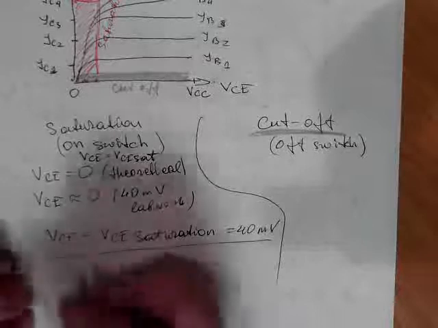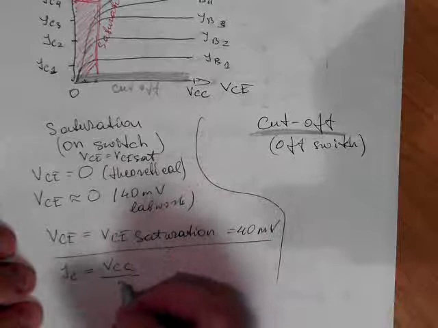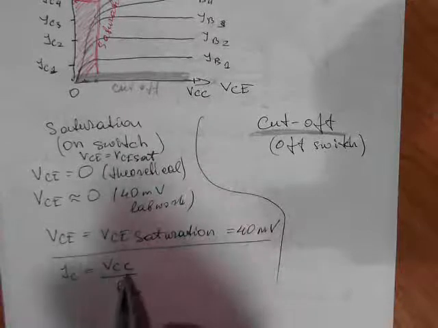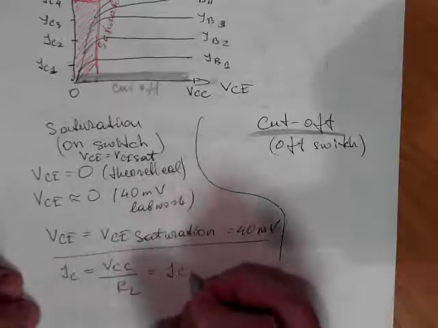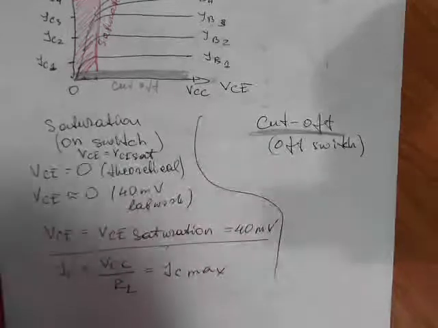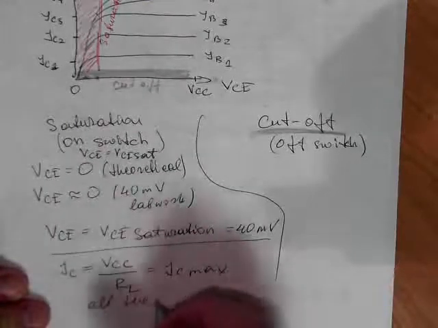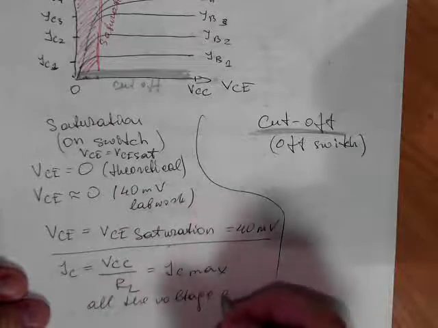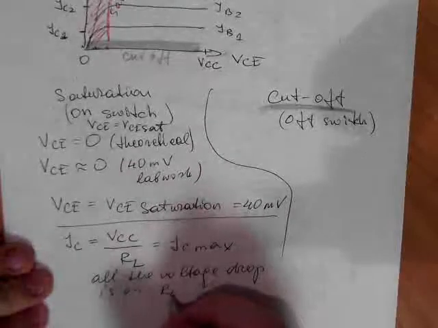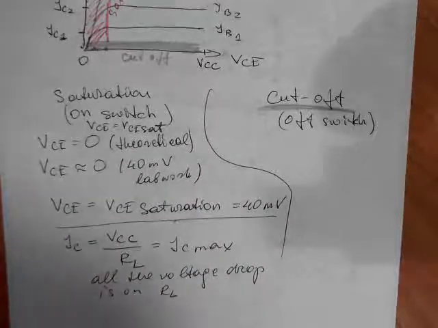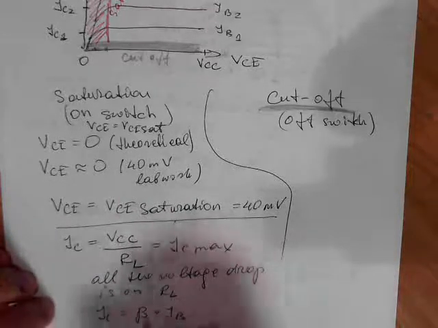Okay, now what is IC? As VCE is equal to 0, IC is approximately equal to VCC divided by the load resistance, and it is IC max, the maximum collector current, because the transistor is fully on. So here all the voltage drop is on the load resistor.